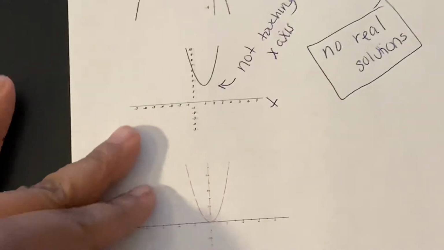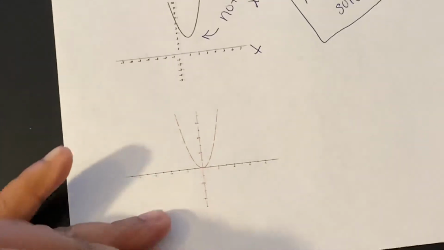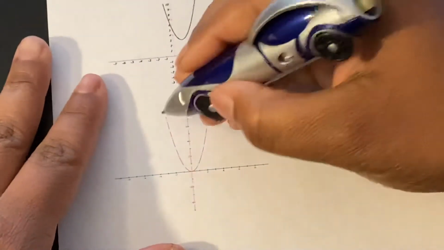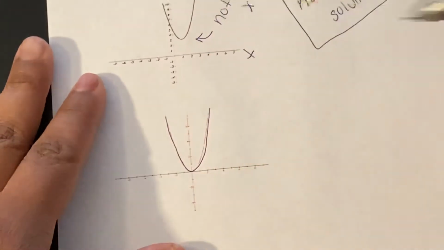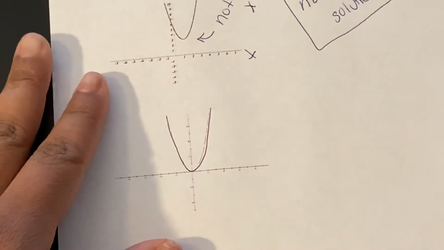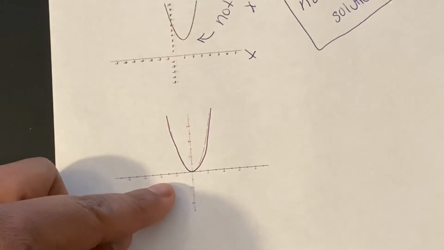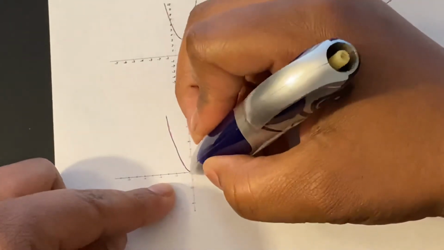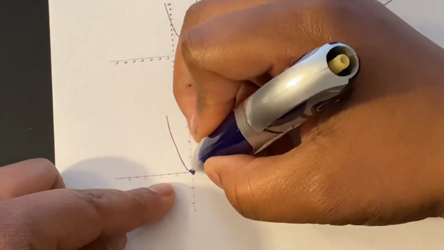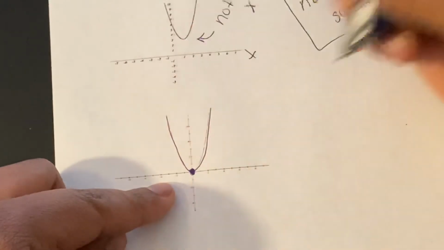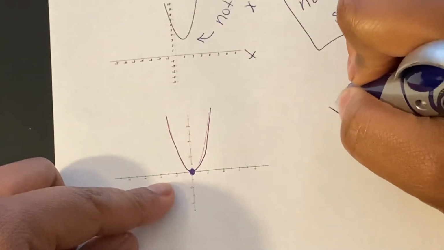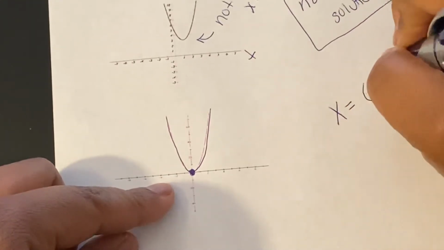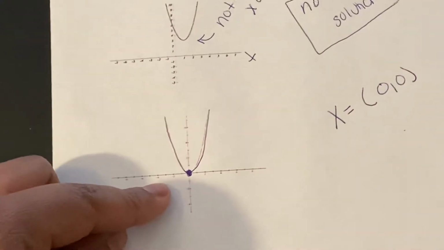And last but not least, I'm going to make this a little darker. Here we have a graph where if you see the parabola only touches the x-axis once. At this point, 0, 0. So here there's only one solution, and the solution is x equals 0, 0.